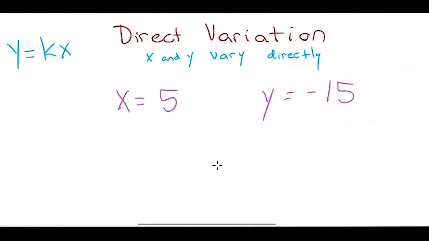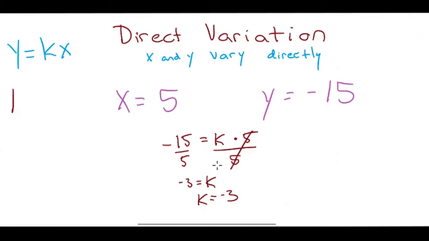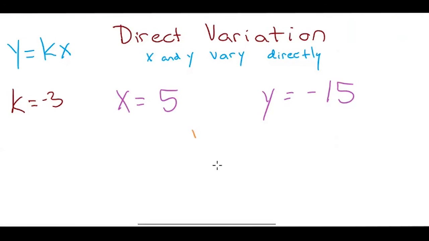Let's say we're going to solve this direct variation equation. We're going to find the constant of variation. So y is negative 15 equals k times 5. I will divide both sides by 5. And I see that this is negative 3 equals k. So my k is negative 3. I'll write that up here. So I know my constant of variation. Now I rewrite the equation as y equals negative 3x.